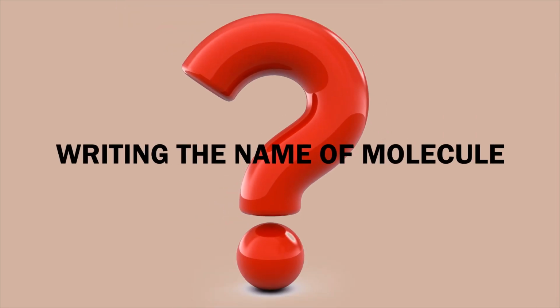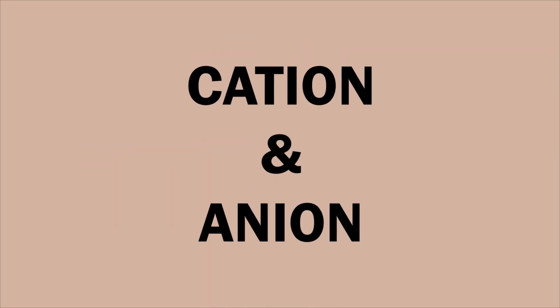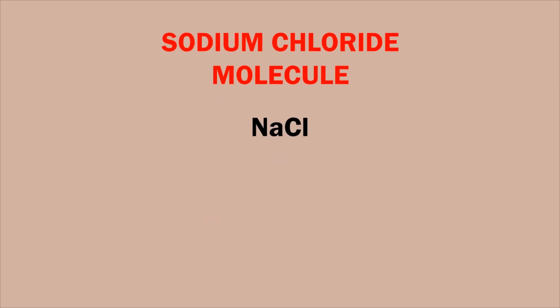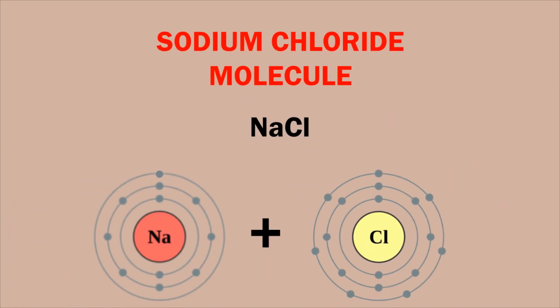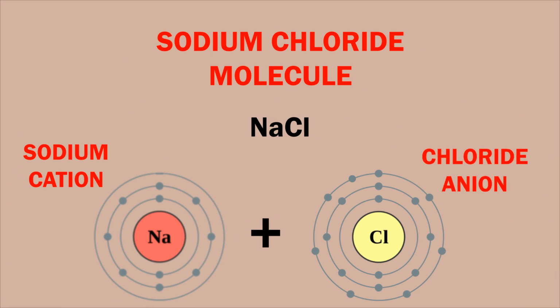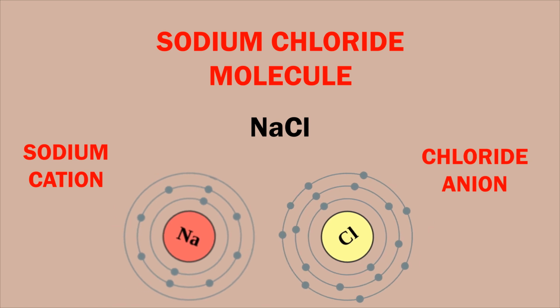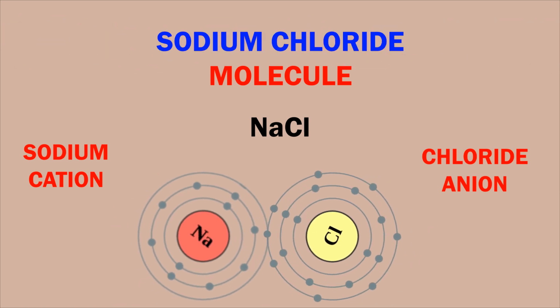Now let's learn how we can name chemical substances based on their chemical formula. While writing the name of a compound or molecule, we make use of cation and anion names formed after sharing of electrons. As a sodium chloride molecule is formed, sodium loses an electron and becomes a sodium cation, whereas chlorine gains 1 electron and becomes a chloride anion. So the chemical name of NaCl is sodium chloride.